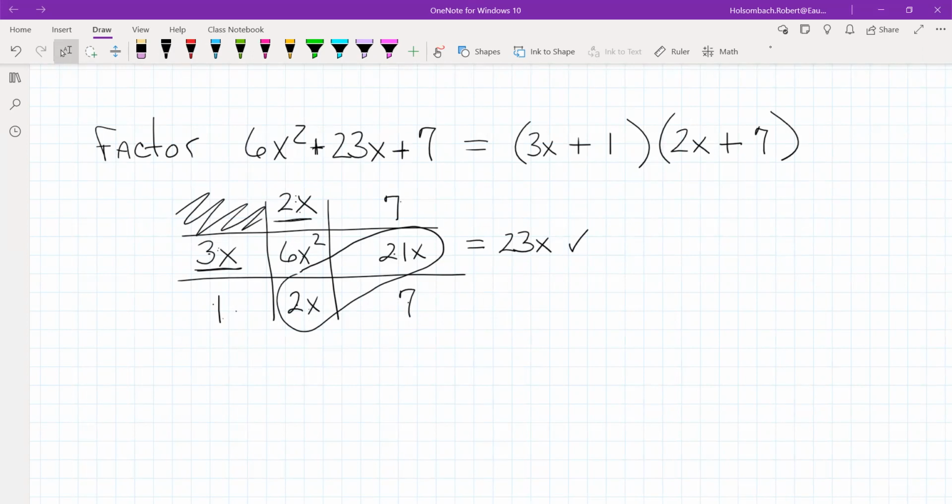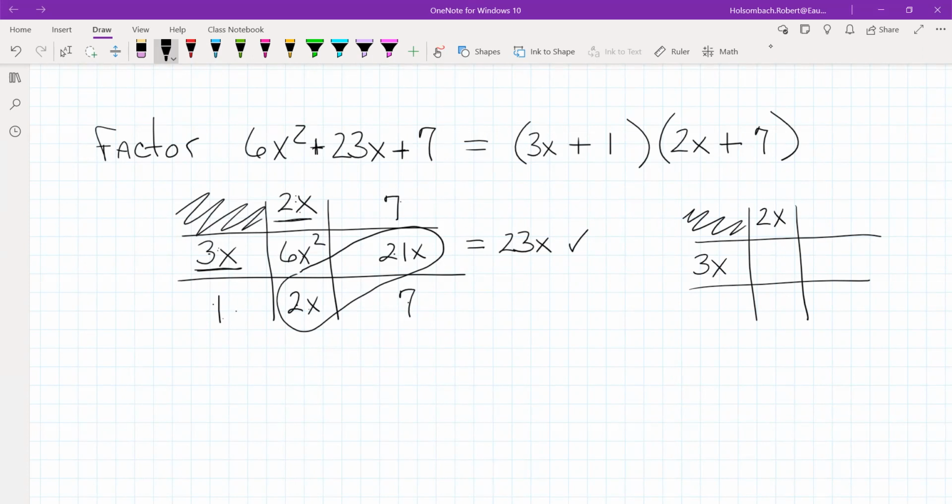Make a little bit more sense? Okay, let me show you this same problem. If we would have put the 7 and the 1 in a different place. So if I keep my 3x and I keep my 2x, 2x times 3x is 6x squared. Now, if I would have put the 7 down here with the 3x and the 1 up with the 2x, watch what happens. My 7 times 1 is still 7.